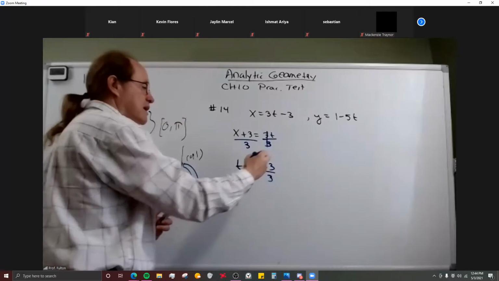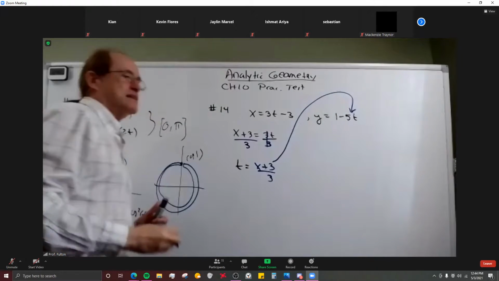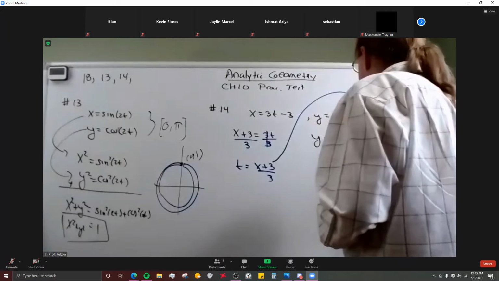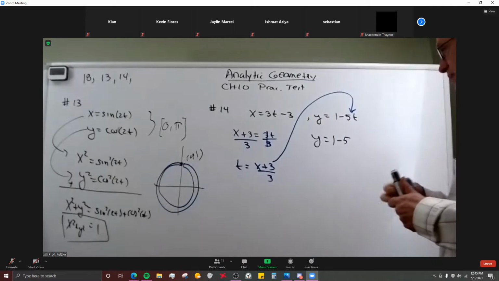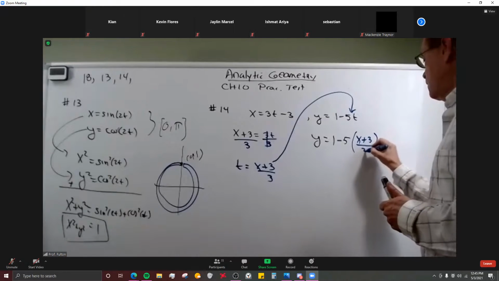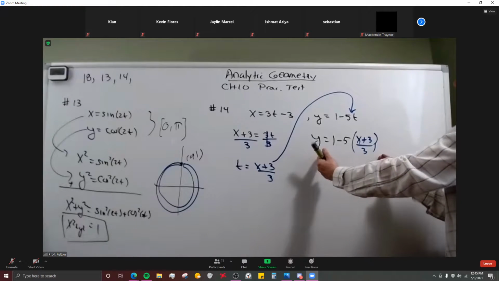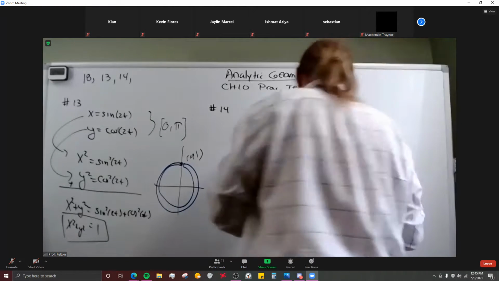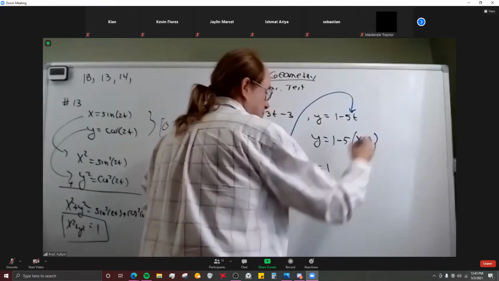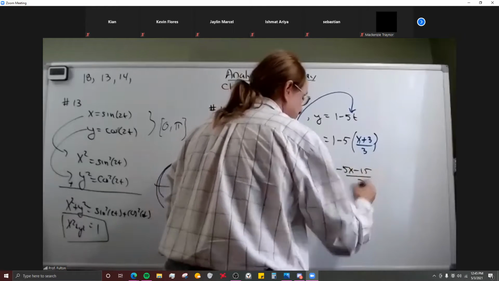So what do I do with this? I take this expression for t and replace it in my second equation. I now have y is equal to 1 minus 5 times... well, what's my t over here? It's equal to (x plus 3) over 3. And now I just have an equation in terms of y and x. Now I could simplify this a little bit. y is equal to 1, and multiplying that out, I get minus (5x minus 15) over 3.